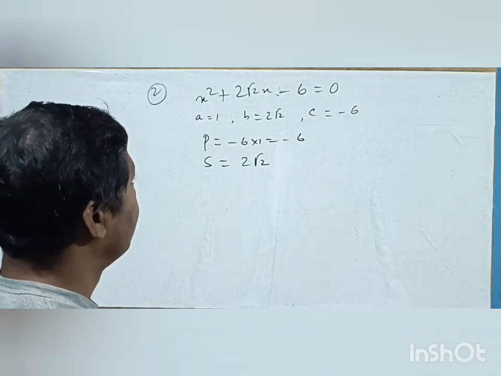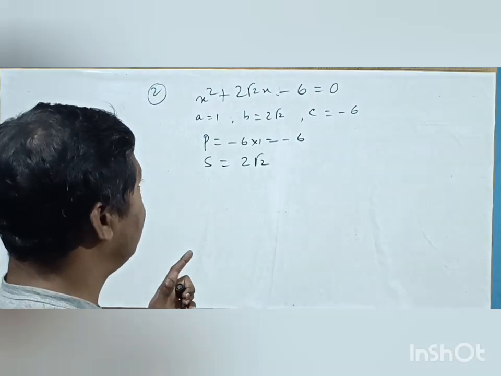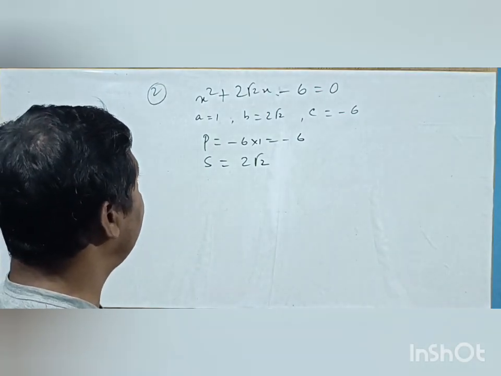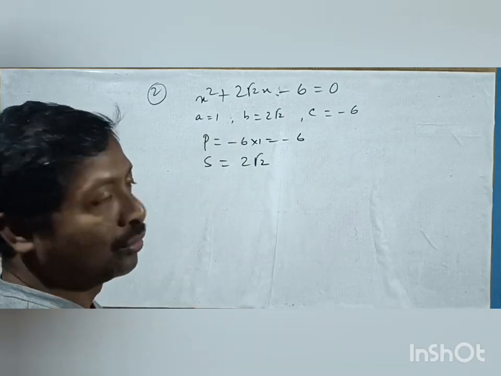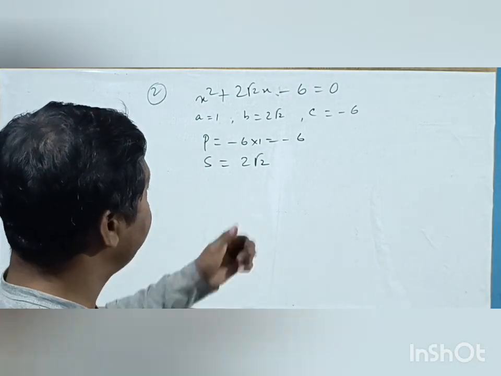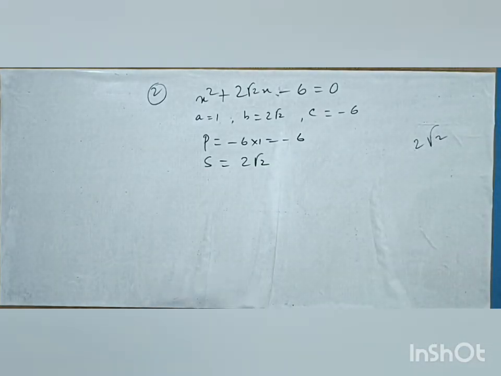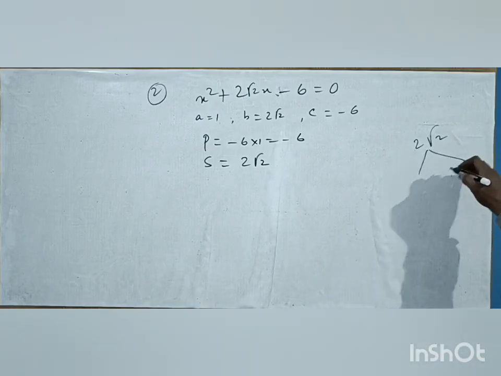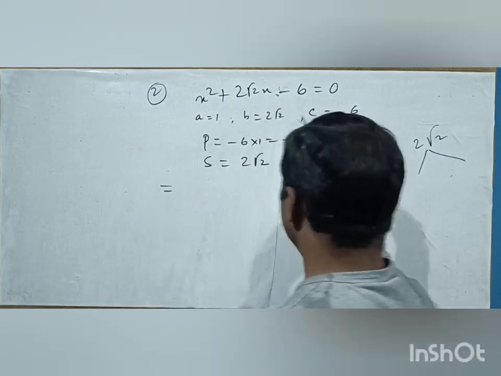So split 2 root 2 into two parts in such a way that the product will be minus 6 and the sum will be 2 root 2. First we have to take the parts so that the product will be minus 6. Product minus 6 means one of them will be minus, so that the product will be in minus form. So the next step will be like this.